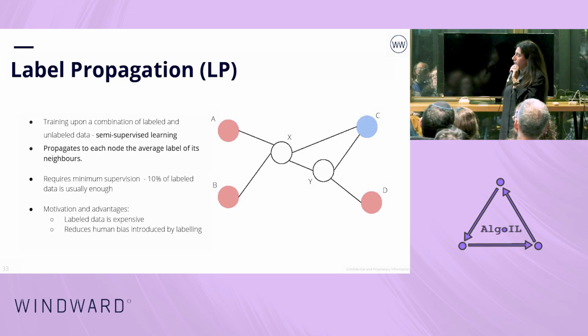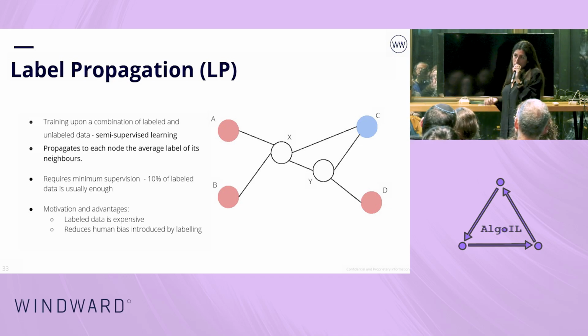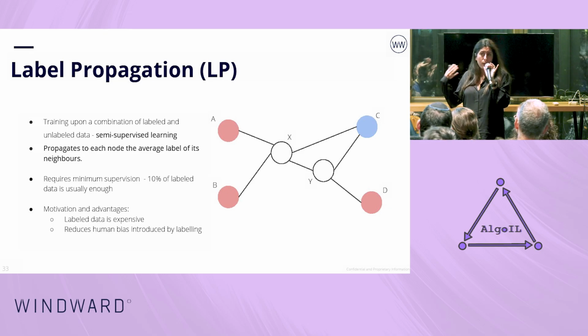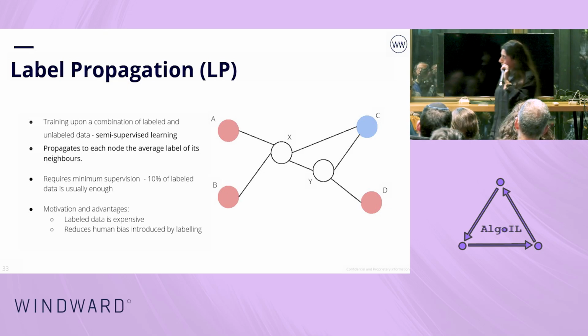So label propagation, it's part of what we call semi-supervised learning. Okay, so it's trained upon a combination of labeled data. So you see here, A, B, C, D are labeled, and unlabeled data. So here, X and Y. Basically, how it's doing, it's propagating to each node the average labels of its neighbors. I will show in detail in a second how it's working.